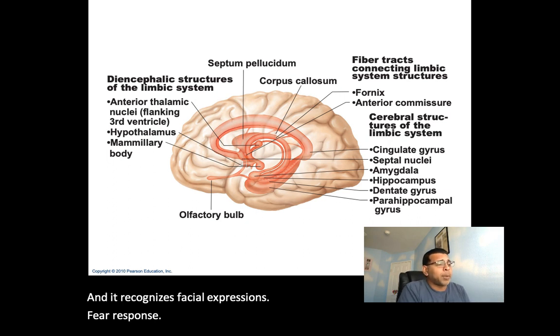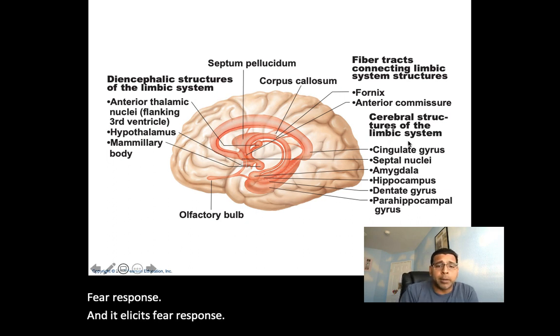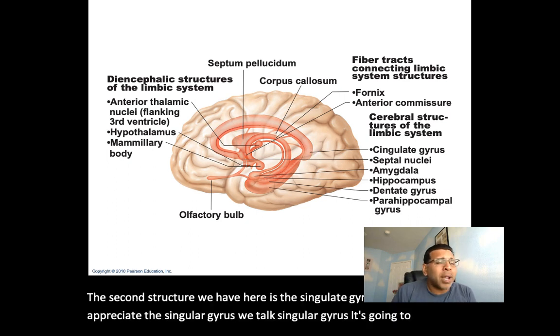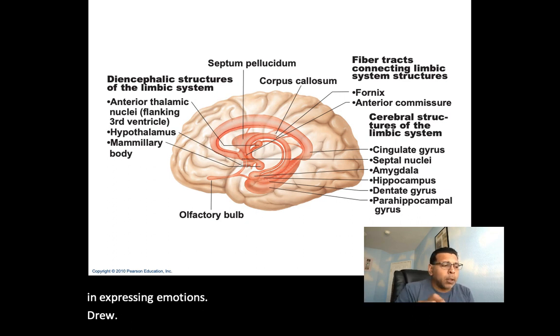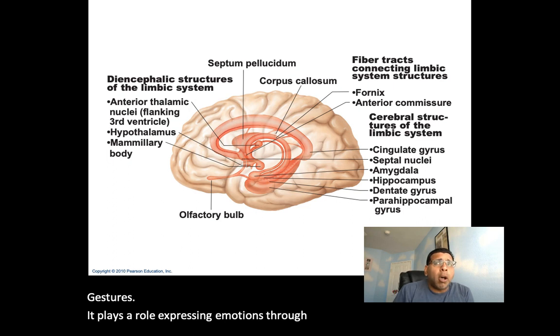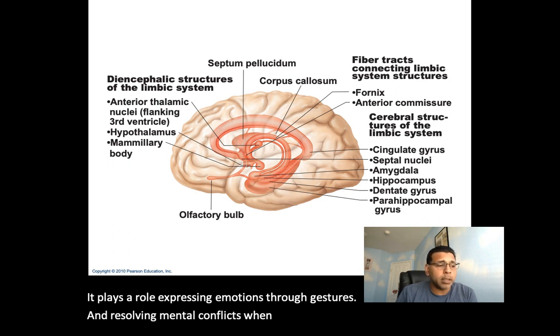The second structure we have here is the cingulate gyrus. Here we can appreciate the cingulate gyrus. It plays a role in expressing emotions through gestures and resolving mental conflicts when frustrated.